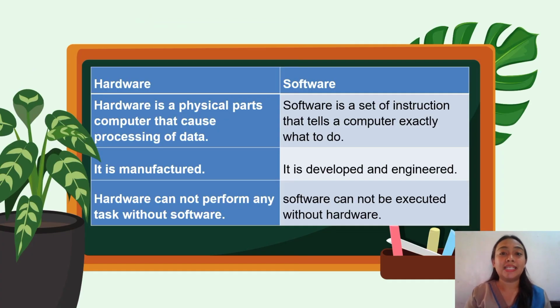So, para mas maging detailed yung ating hardware and software comparison, again, hardware is the physical parts, okay, of the computer that cause processing of data, while software is a set of instructions that tells a computer exactly what to do. For the hardware, it is manufactured, while for the software, it is developed and engineered. Hardware cannot perform any task without software. At ganun din naman si software. It cannot be executed without the hardware.